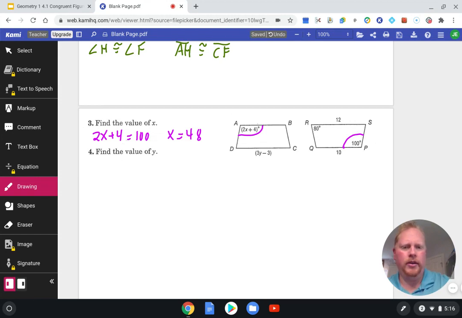Let's do the same thing for y. Let's see. The base here is 3y minus 3, and then the bigger base on the other side is 12. So I'd say 3y minus 3 equals 12. Add 3 to both sides, you get 15. Divide by 3, and you get y equals 5. Hopefully that makes a lot of sense.